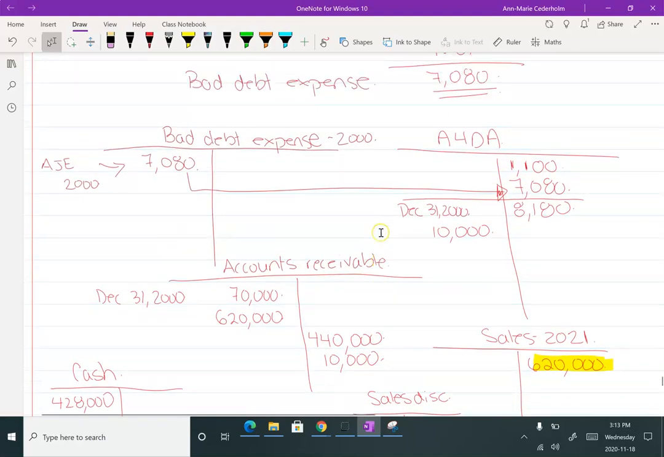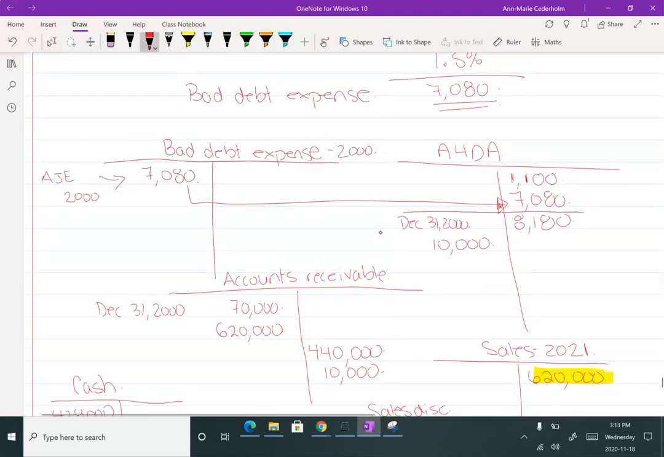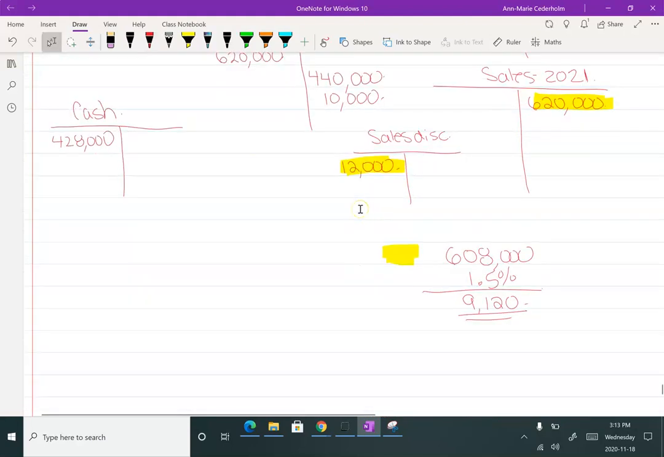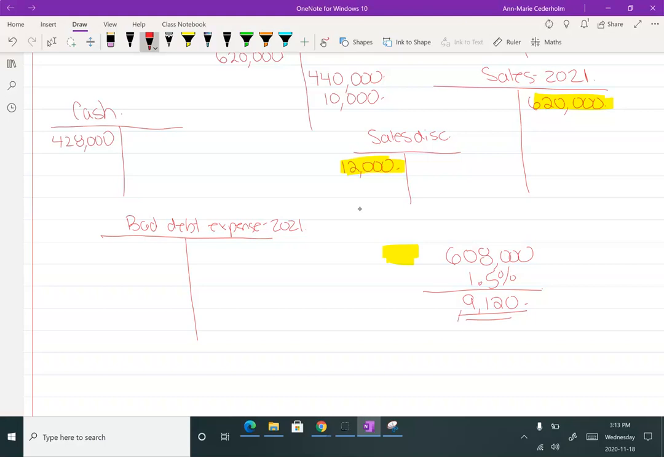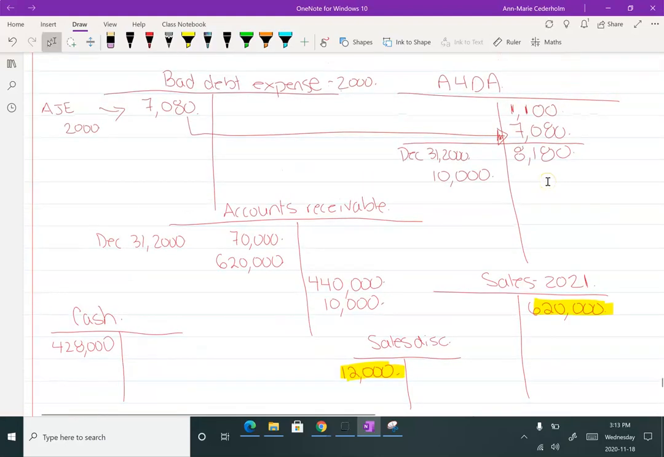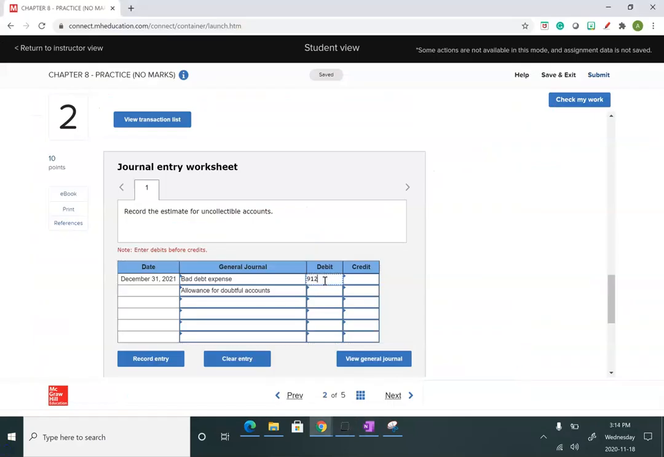So I'm going to open up another T account because bad debt expense, that one was for 2,000. And remember, all of our temporary accounts get closed into income summary. So then this bad debt expense account for 2021 is just sitting at 0 right now. But when I make this journal entry, I'm going to debit bad debt expense for 9120. And then I'm going to credit allowance for doubtful accounts for 9120. So let's go ahead and do that. 9120, 9120.